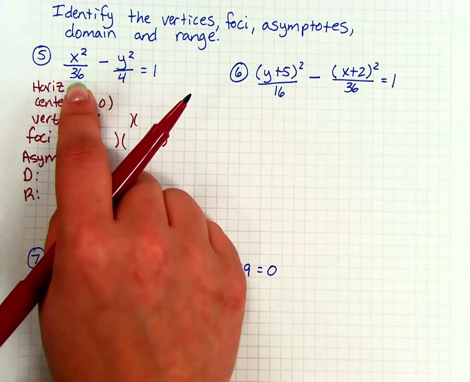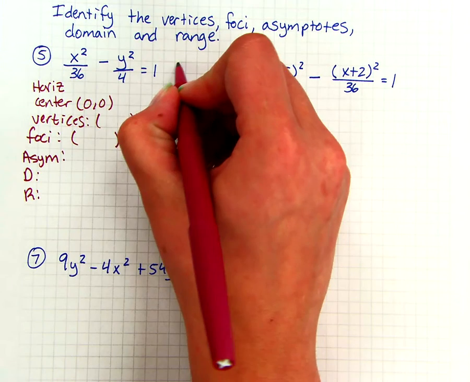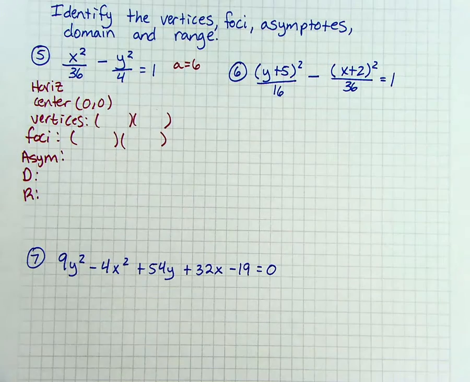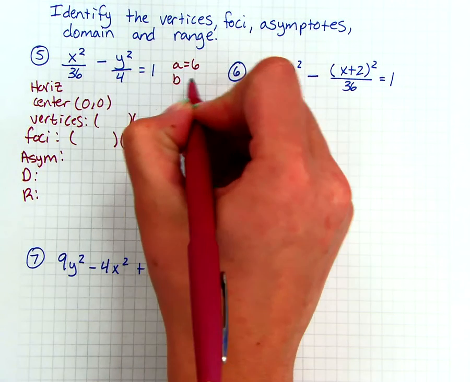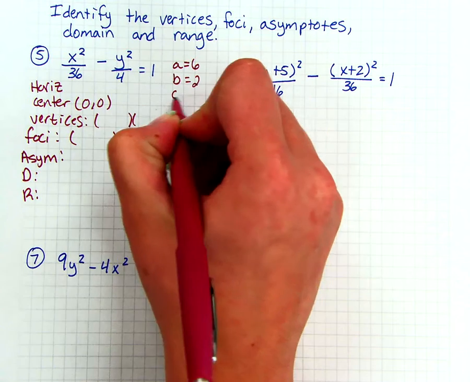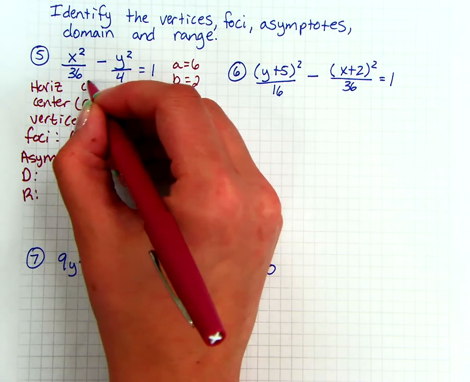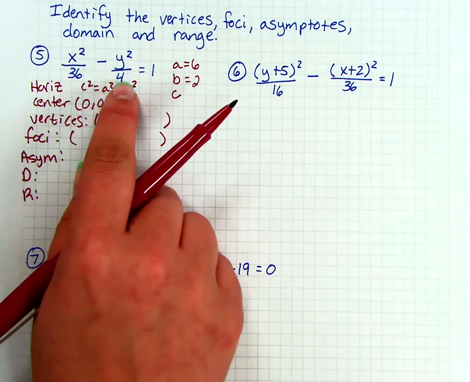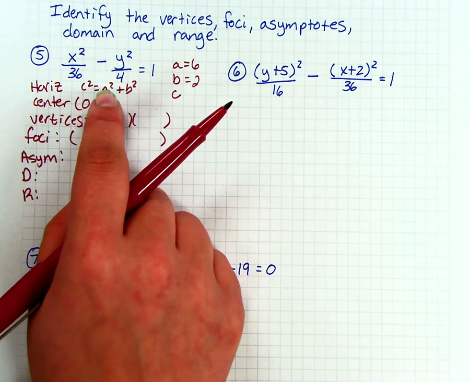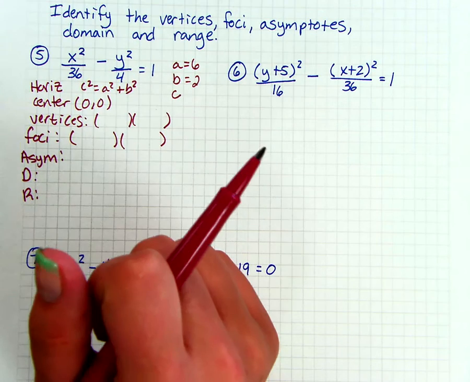Okay. So to identify these parts, we need A, B, and C. So A is always the first one for a hyperbola. So we're going to take the square root of 36. So A is going to be 6. B is always the second number. So we're going to take the square root of 4, which is 2. And then to find C, we are using the equation c squared equals a squared plus b squared. So we would add these numbers together, and then we're going to take the square root of that. So 36 plus 4 is 40.